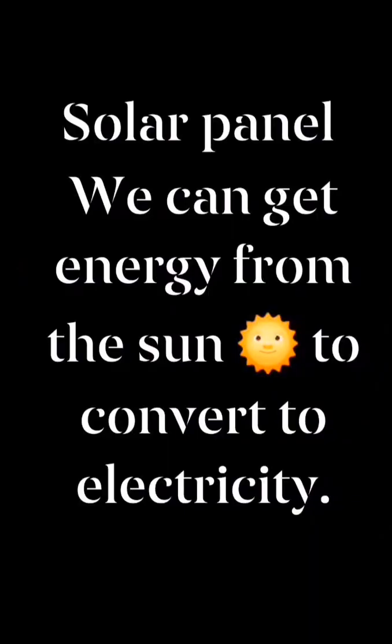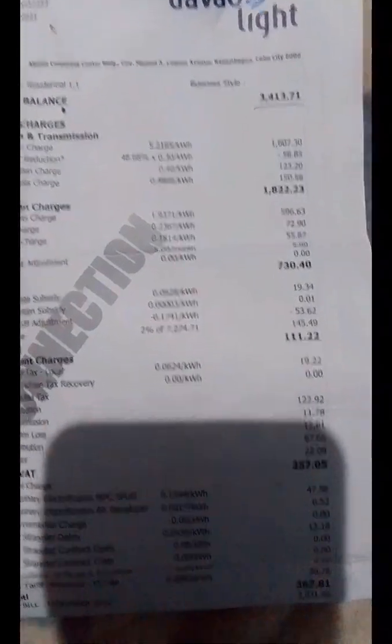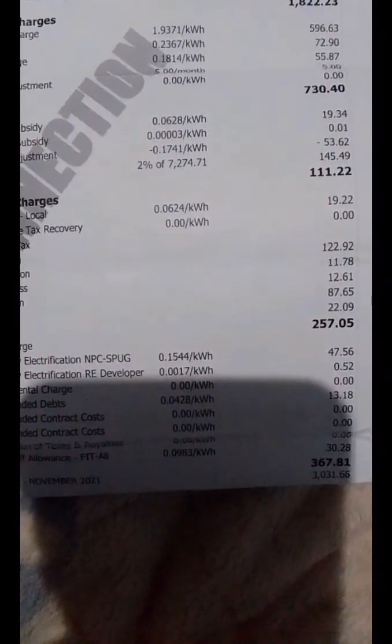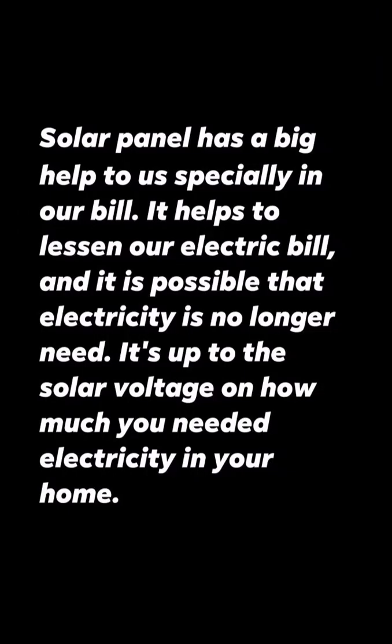Solar panel, we can get energy from the sun to convert to electricity. To create light, less bills. Solar panel has a big help to us, especially in our bill. It helps to lessen our electric bills, and it is possible that electricity is no longer needed. It's up to the solar voltage on how much electricity you need in your home.